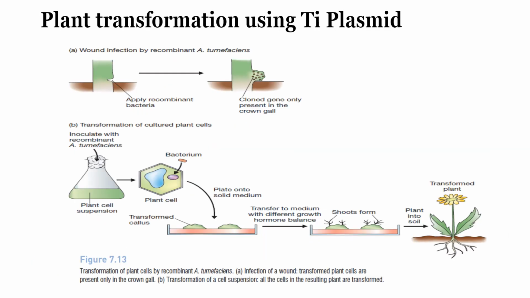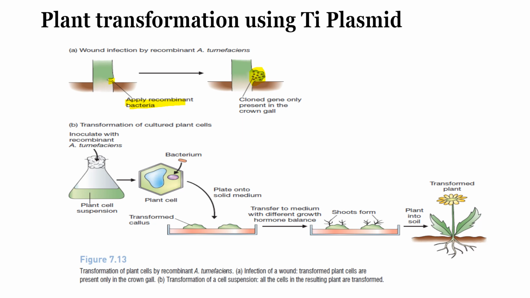Okay, now how do we transform the plant using the Ti plasmid? We have just studied previously that when we apply the recombinant bacteria onto cracks and wounds, it will cause a localized transformation of plant cells. So the cloned gene will only be present at the site of infection. How to overcome this problem?